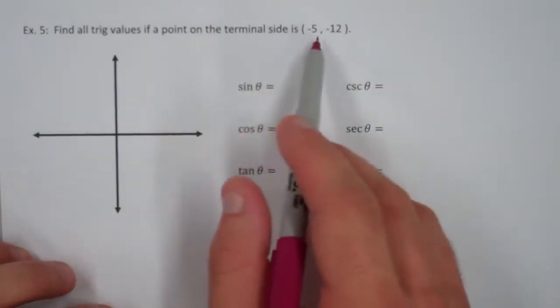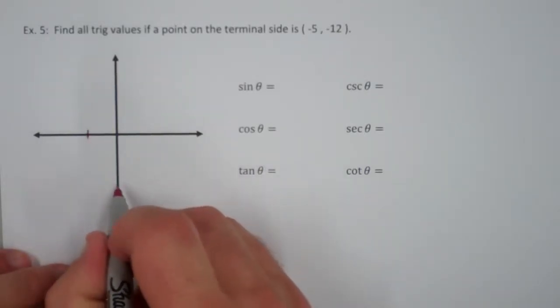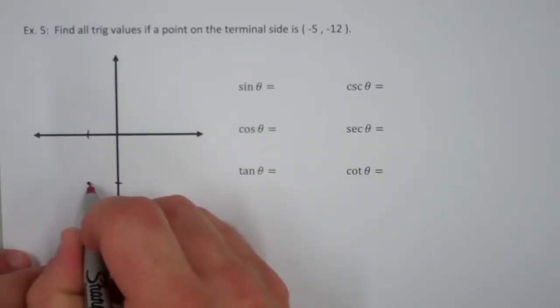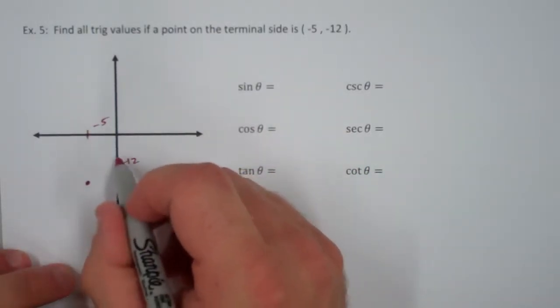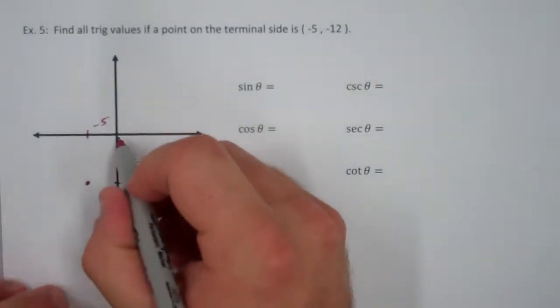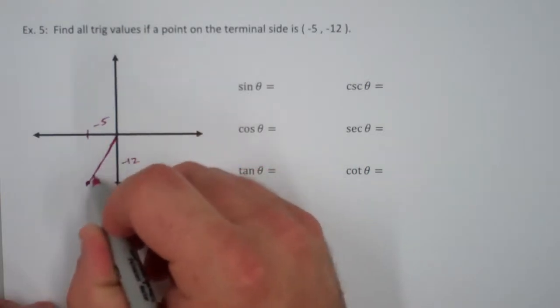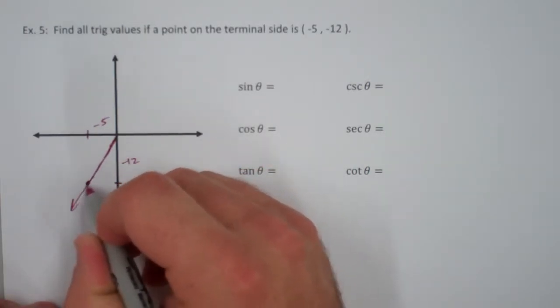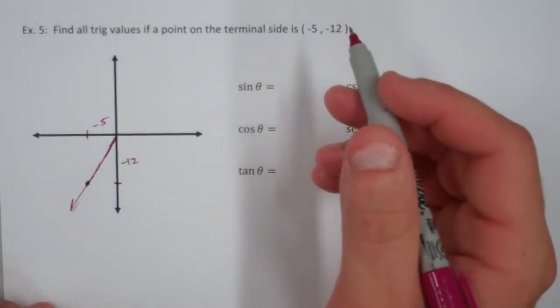So this point, (-5, -12), which we're going to approximate here, maybe that's right here. If this is -5 and that's -12, that would work out sort of. Then this angle here, the terminal side of the angle, is going to lie right on that point. Okay, and that point is right on the terminal side.